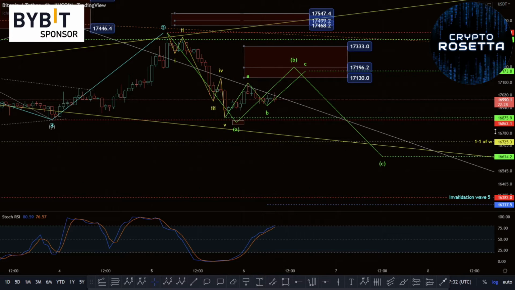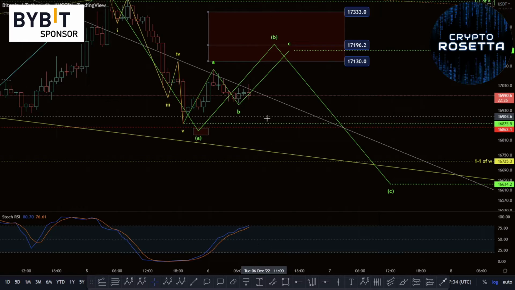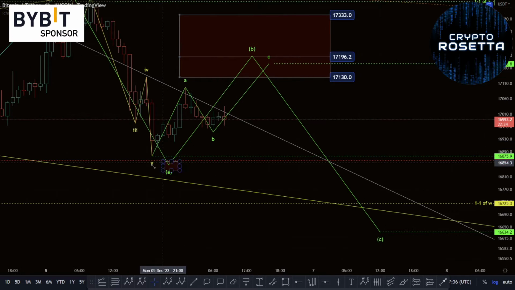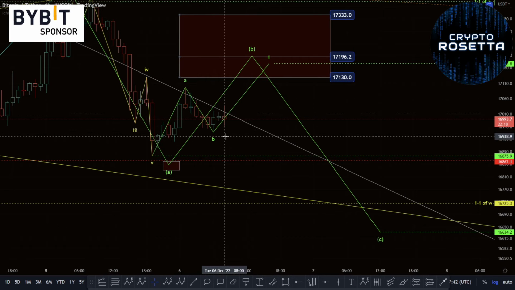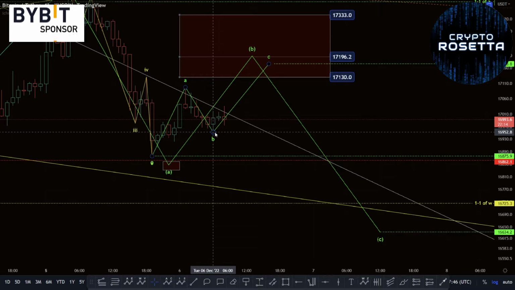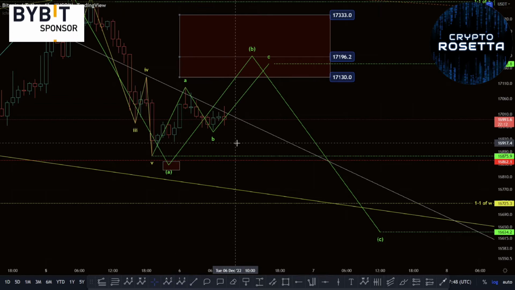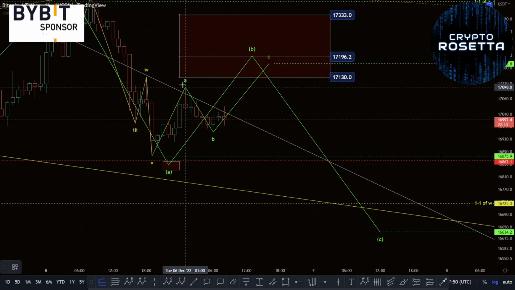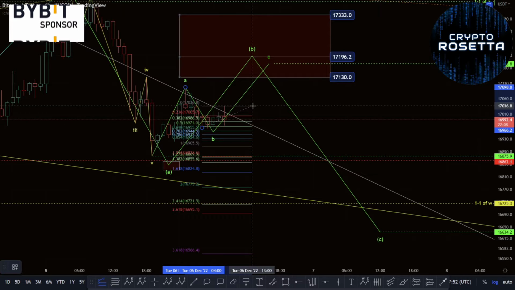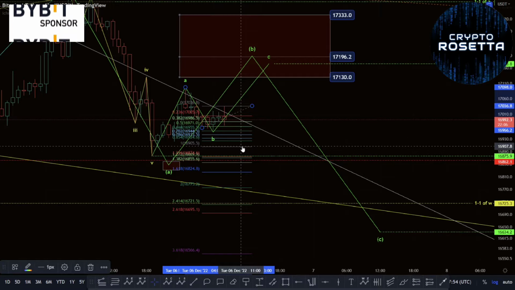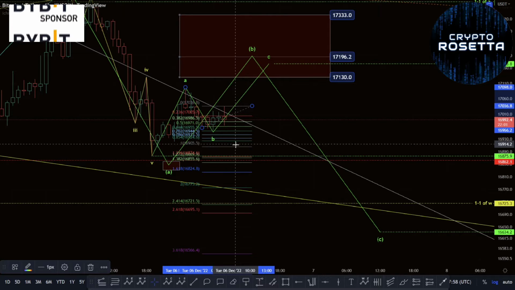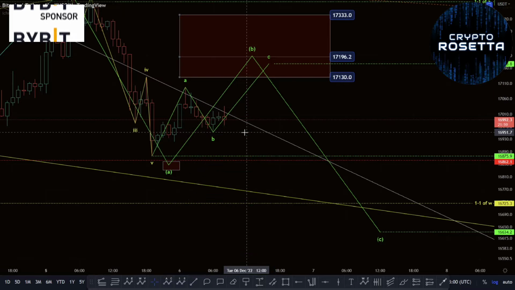If we don't drop down to those zones indicated there, then we would be looking at the potential that we're having this ABC to the upside. And what we would be looking for is this is an A wave, looking for a B wave. It's possible this B wave could be completed into this low, or it could have another drop to the downside. If it does, then we'd be looking potentially at testing some of these lows here of 16,900 and then looking for a push to the upside.